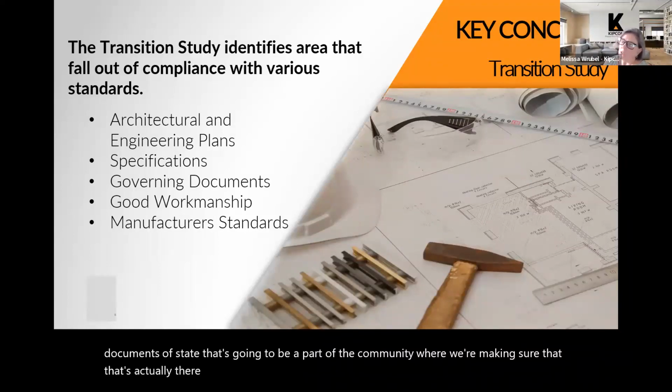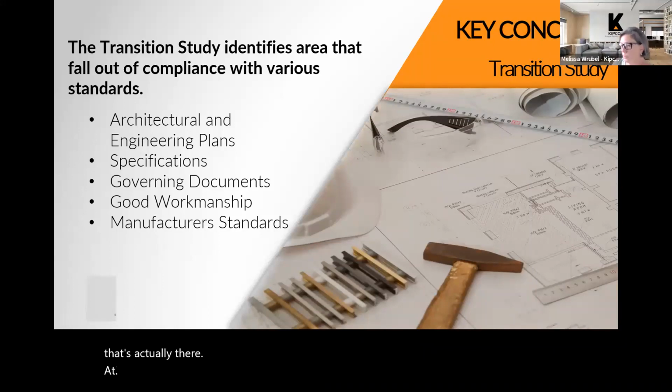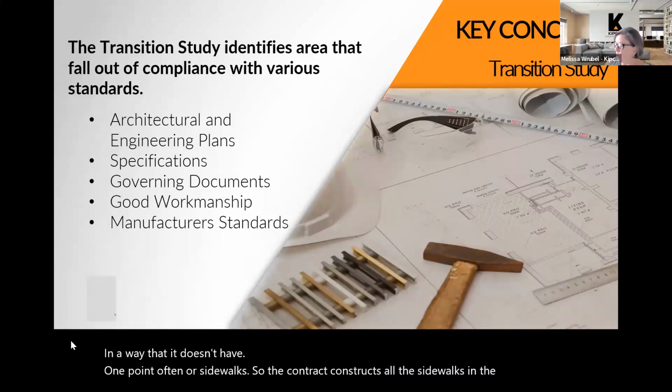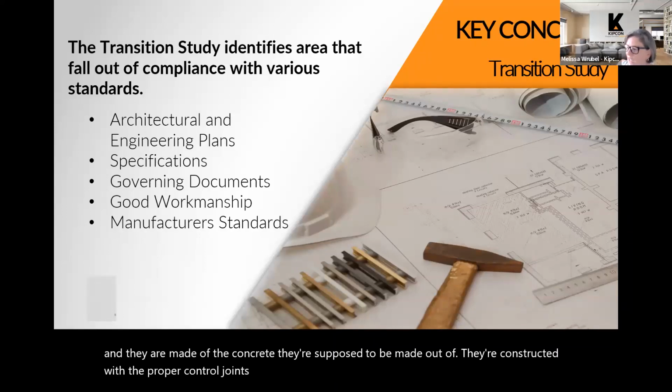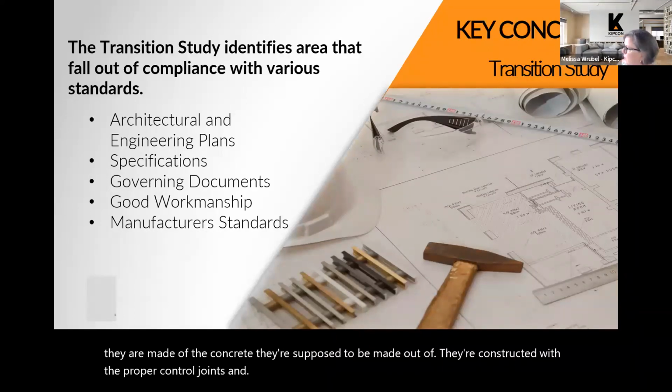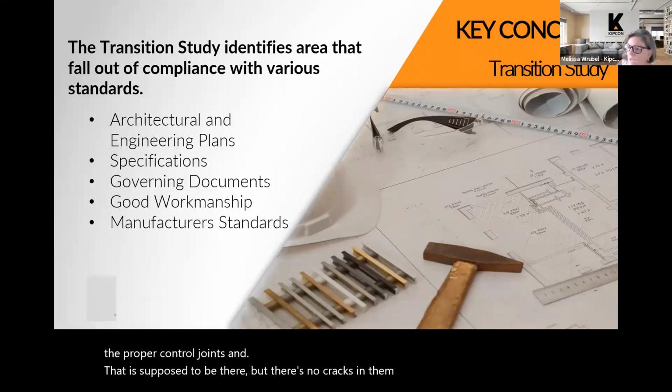We're taking a look at construction also in terms of workmanship. So this is often an area that we wrestle with quite often. Something can be constructed in a way that it doesn't have, say, a structural deficiency. An example I use quite often are sidewalks. So the contractor comes in and he constructs all the sidewalks in the community, and they are made of the concrete they're supposed to be made out of. They're constructed with the proper control joints and blind joints in them that are supposed to be there. There's no cracks in them, but they may be aesthetically just look very terrible.